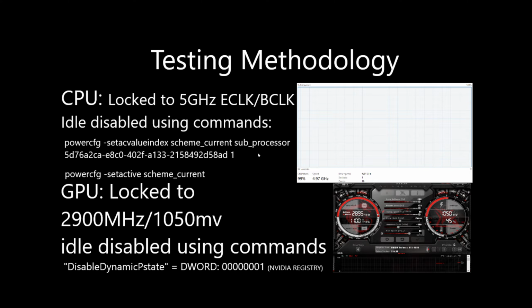And then for the GPU, I locked it to 2900 megahertz and 1050 millivolts, using the Windows registry to disable power saving features for the GPU. This is to take out the variability of power plans and other problems that are not easy to control and can affect performance, like fluctuating CPU and GPU clocks. That's the first thing, because those are the two biggest components in your system that will affect performance the most.